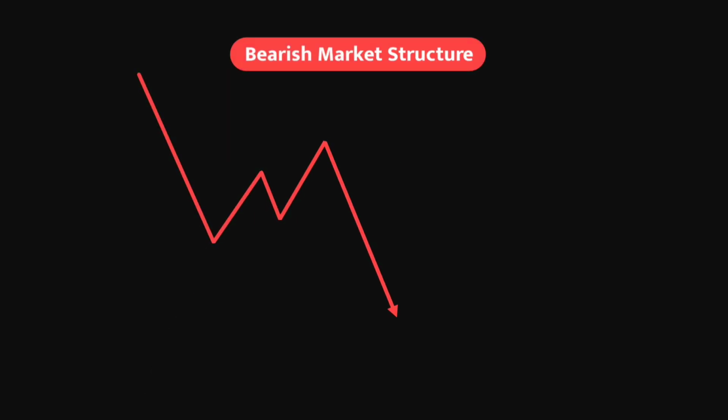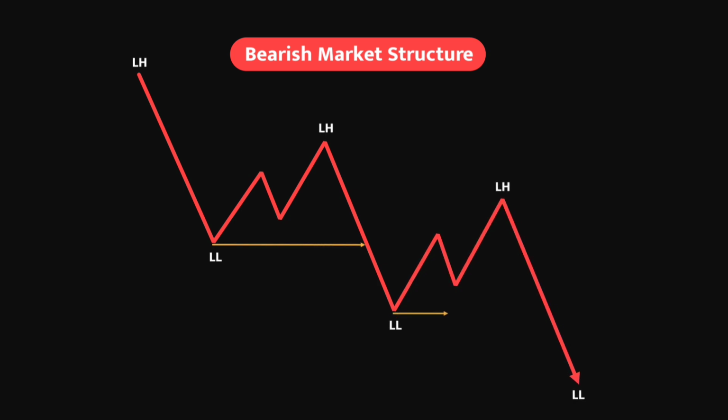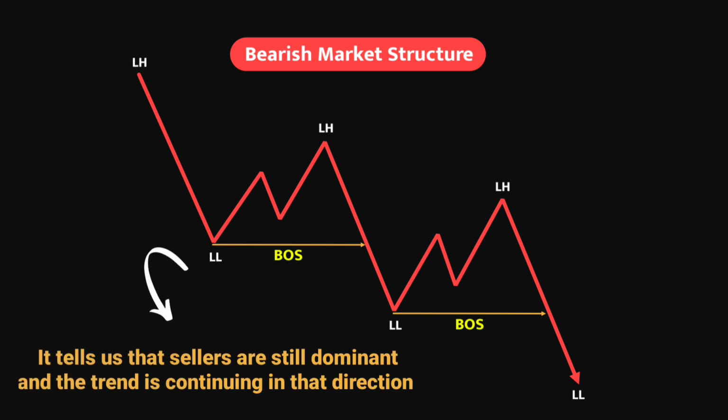In a bearish market, price creates lower lows and lower highs. Each time price pushes below a previous swing low, that is a break of structure to the downside. It tells us that sellers are still dominant and the trend is continuing in that direction.